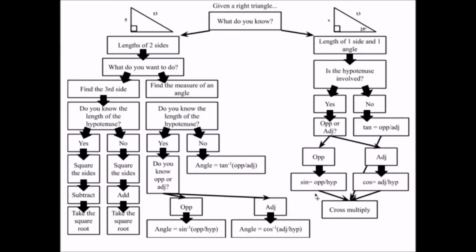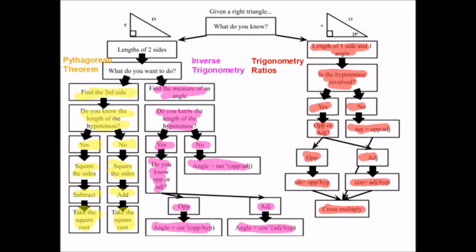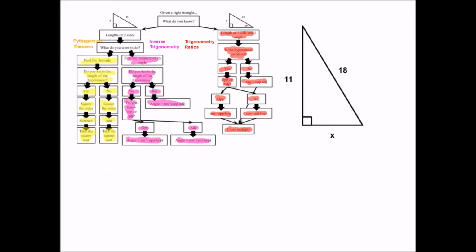I wanted to go through how to use this flowchart for trigonometry and Pythagorean theorem. So I colored it in like this, where I used yellow for anything that was Pythagorean theorem. I used pink for anything that was inverse trigonometry, and red for anything that was the trigonometric ratios. I made the pink and the red kind of the same color because all of that is trigonometry. So here's how you go about using this flowchart. And I like the color coding, but that's just me.